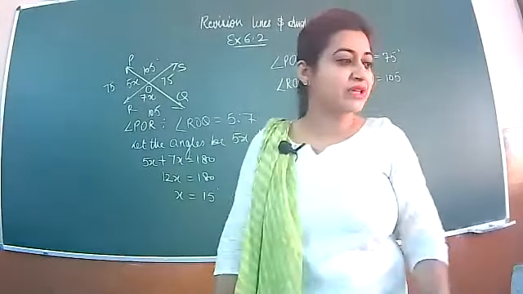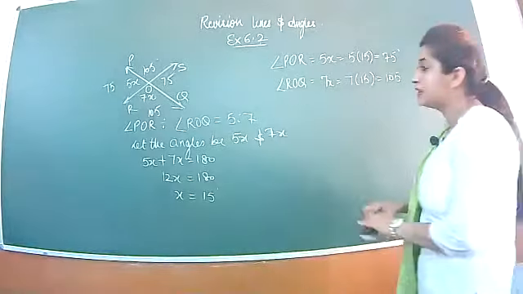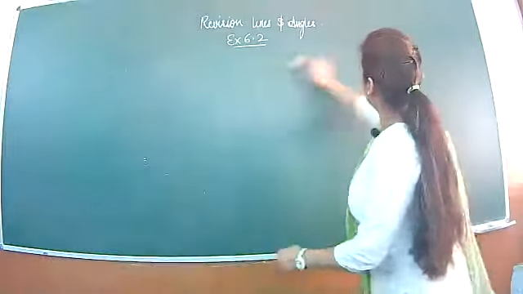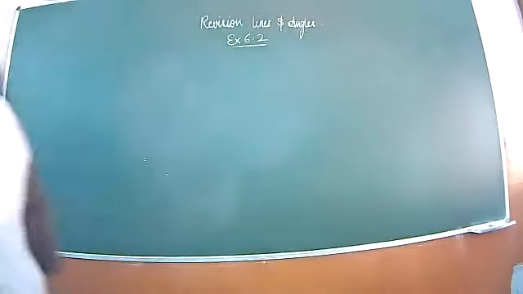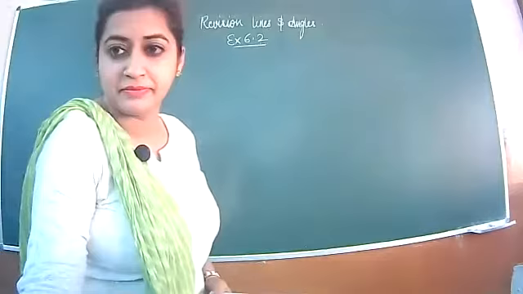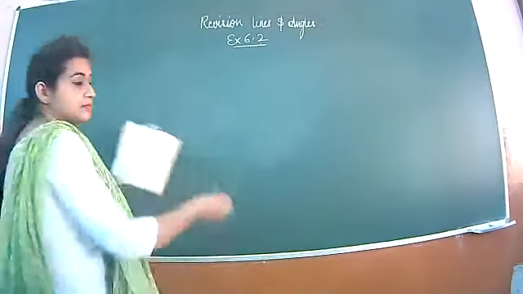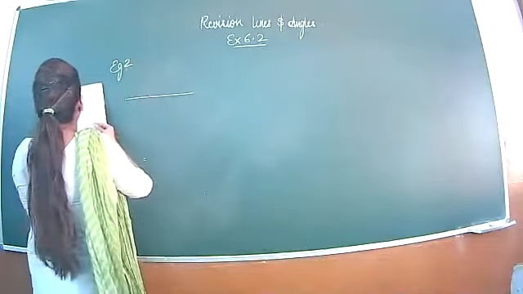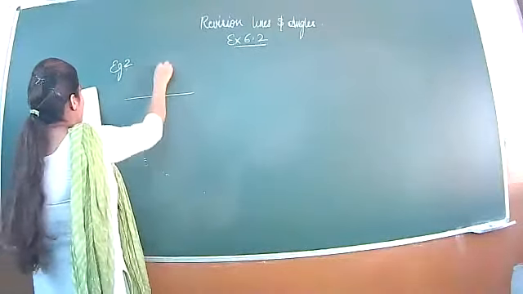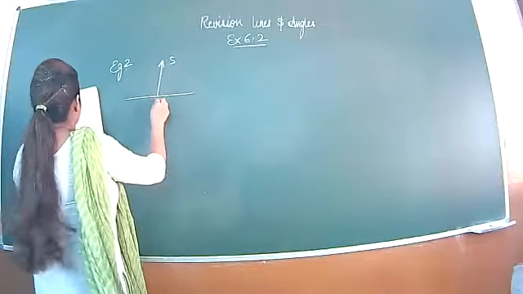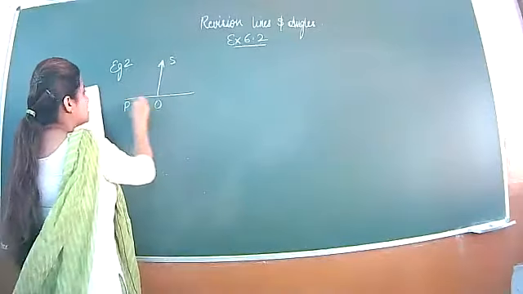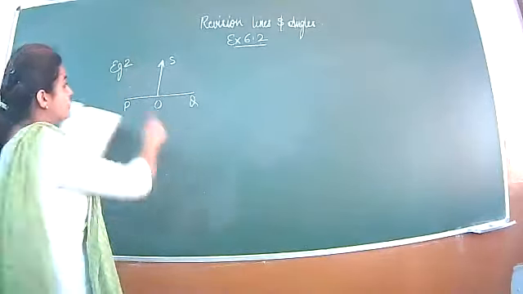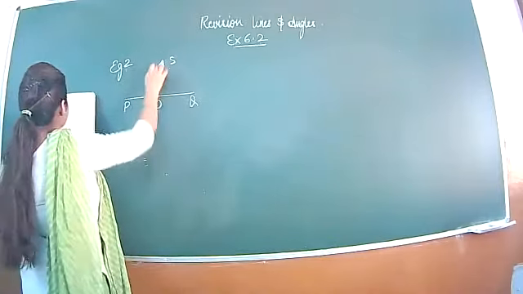Okay. Now let's start with the next example. Example number 2. Example number 2 is: you have given a ray OS. OS is a ray that stands on POQ. POQ is a straight line, and on this straight line OS is a ray.